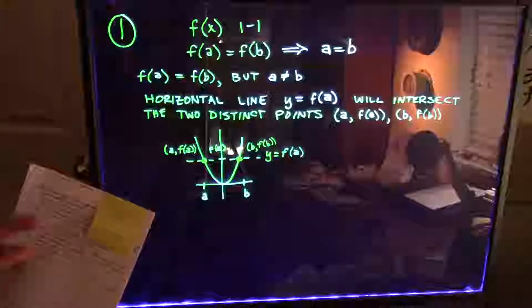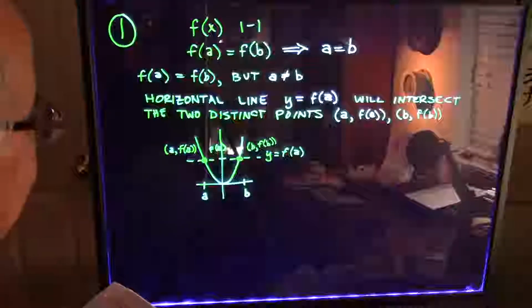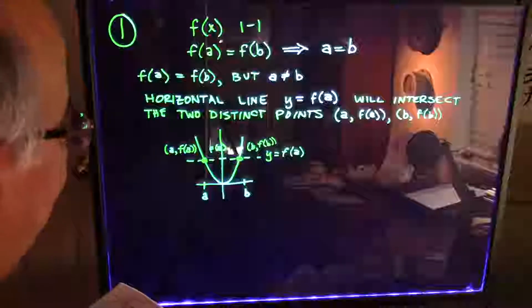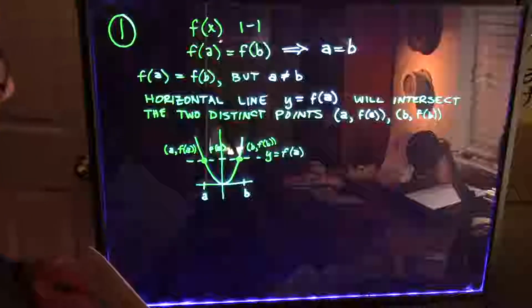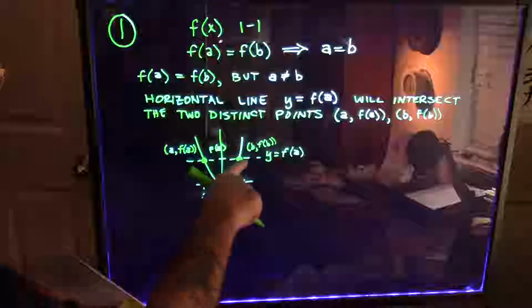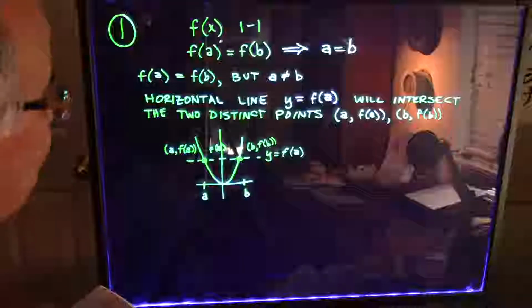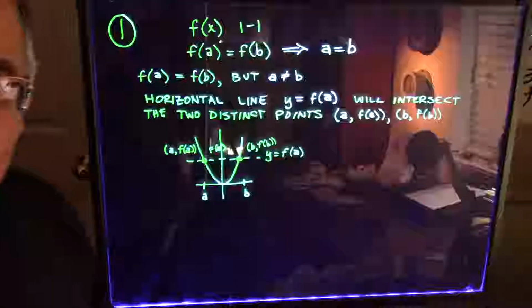Alright, so that shows you why the horizontal line test is effective in determining whether the function is one-to-one or not. Alright, so if it's not one-to-one, it will intersect these 2 points which would be distinct or different. Alright?